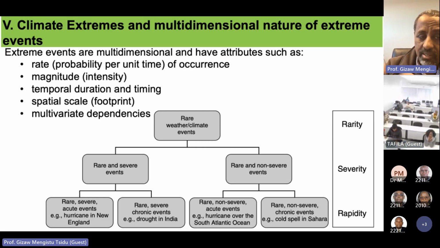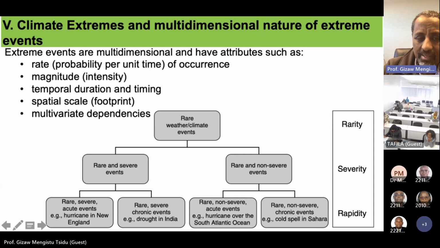Temporal duration: once the event happens, how long is it going to stay there? Is it a one-day event? Is it a two-day event? Is it, let's say, a drought? Is it a one-year drought, two-year drought, prolonged drought? So that also gives you additional information about the characteristics of extremity, because they are complex. We have to use different metrics or different properties to characterize them. That's why we call these multidimensional events.